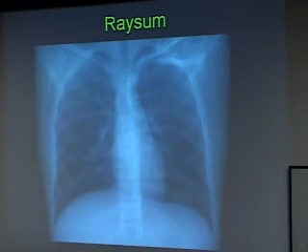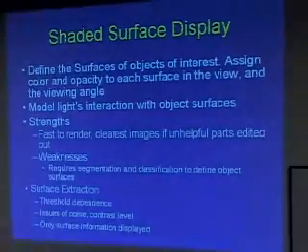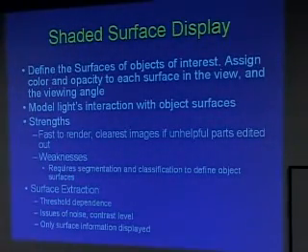We can take the same data, summarize it using the entire volume, and display a ray sum, which is very similar to a chest x-ray. There's very little use for this once you have the CT, but that's some of the variable appearance in visualization that we can do. Surface shaded display is another way of looking at the information.